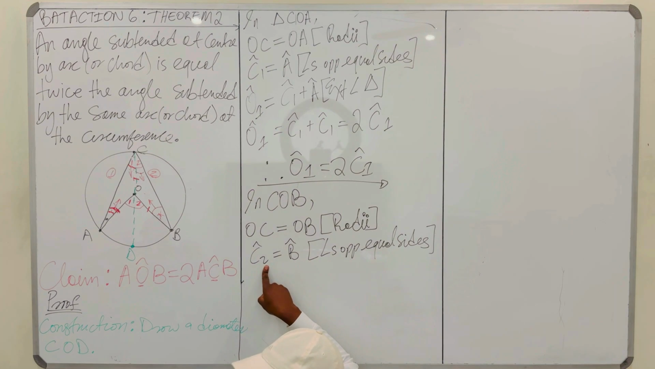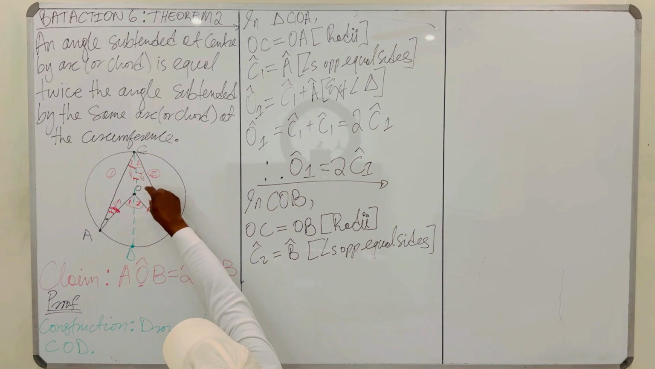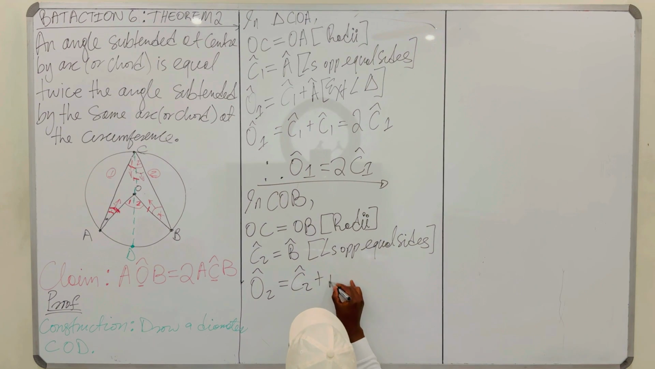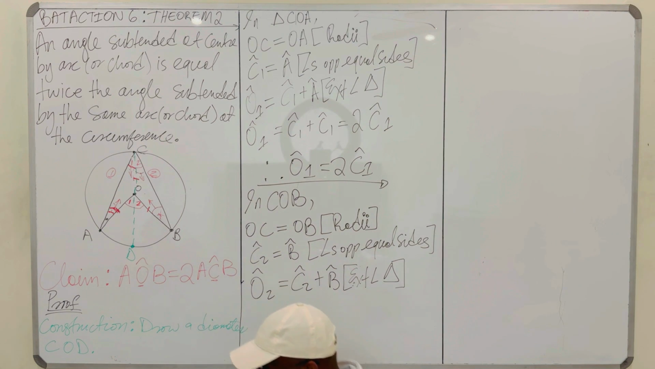If I add these two, I get an exterior angle, because an exterior angle of a triangle is the sum of the interior opposite angles. That's what we said in lesson 2 or 3. So O2 is equal to C2 plus angle B, because this is an exterior angle of a triangle. Can you see? Yes.